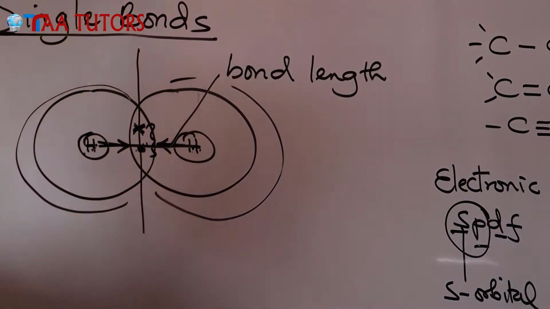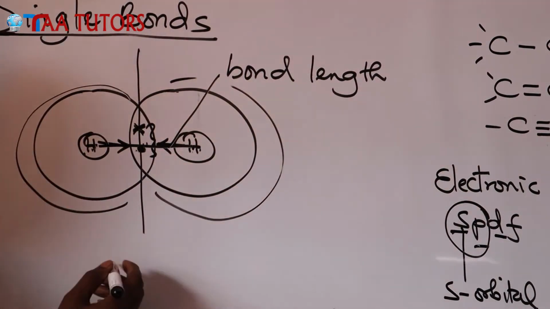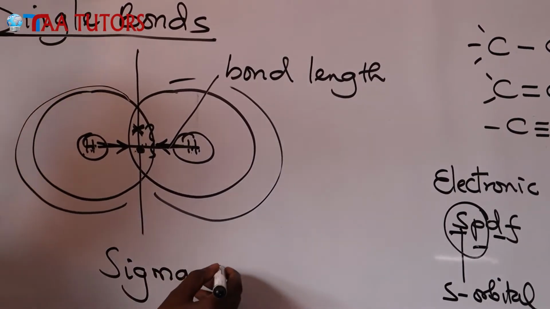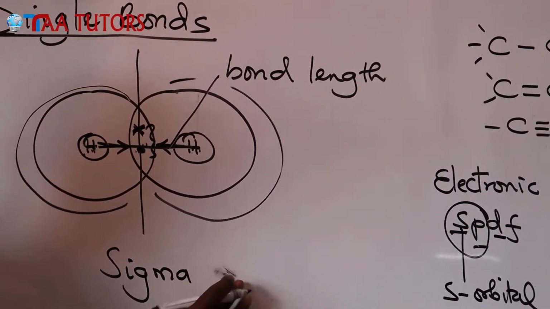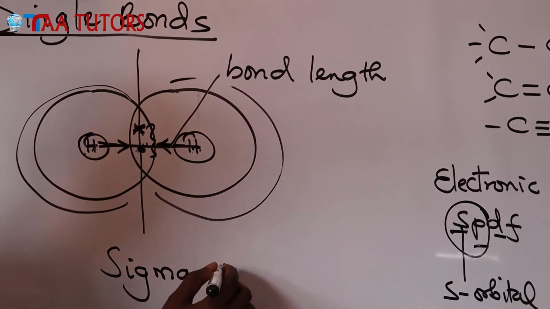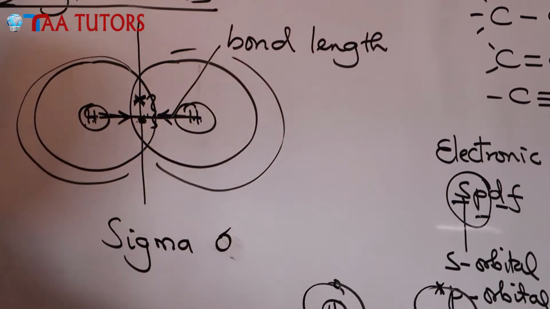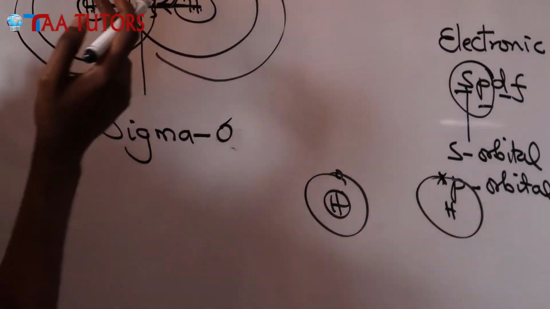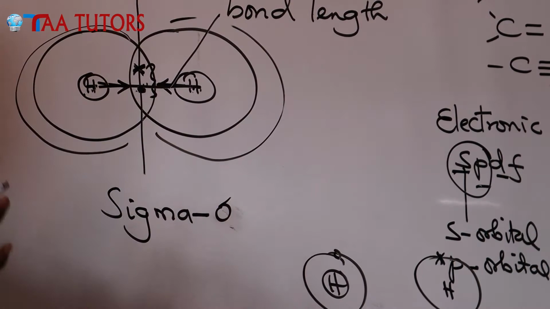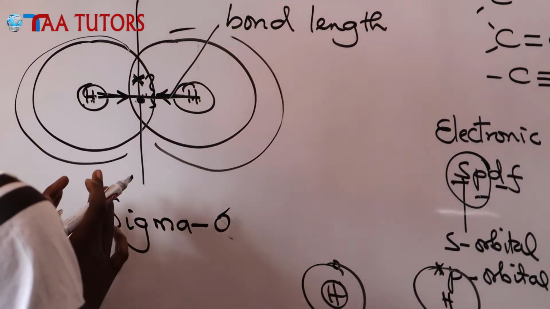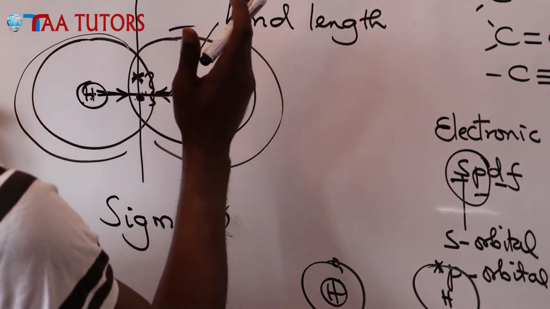That orbital, this kind of bond, we are calling a sigma bond. A sigma bond here. The symbol is very hard to write, so let me just say a sigma bond. This sigma bond is due to a single bond only, and in this case we are drawing a sigma bond of the s orbital. The s orbital, you see, is connecting end to end.